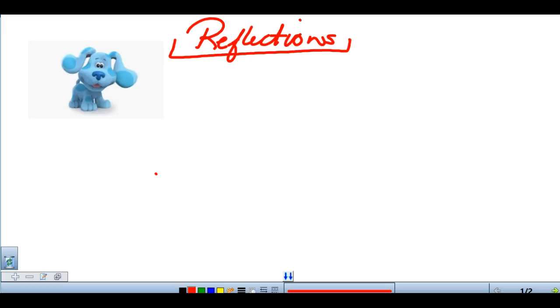I've got my little friend Blue here. I don't know if you've seen Blue's Clues, but Blue's going to help us out as we discover and find our clues to determine what reflections really are in math, at least as far as the coordinate system and figures are concerned. So, what are reflections?